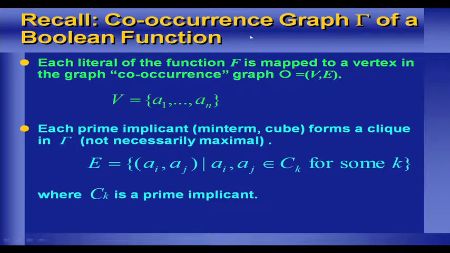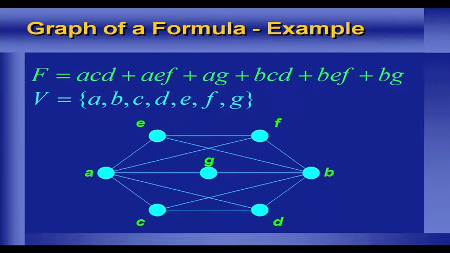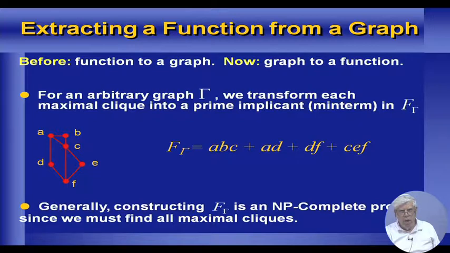So recall that a co-occurrence graph we formed from a Boolean function, where each prime implicant or term gave us a complete subgraph in this graph. And we recall this example, and here was our graph, which happens to be the graph that we just worked on. This is the co-occurrence graph for this formula. So this was taking a function and creating a graph for it.